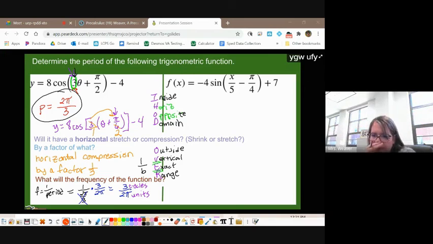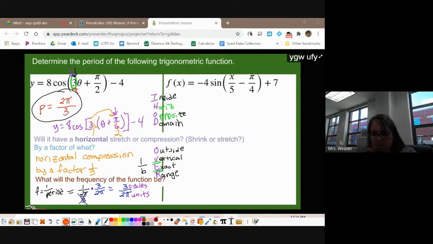And if nobody can see it, that's fine. I'll show you guys. But anybody think they can see it? What is x being multiplied by there to get x over 5?